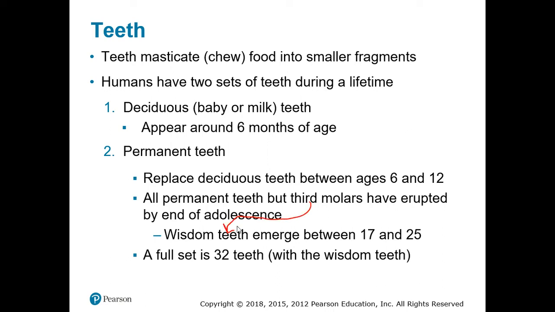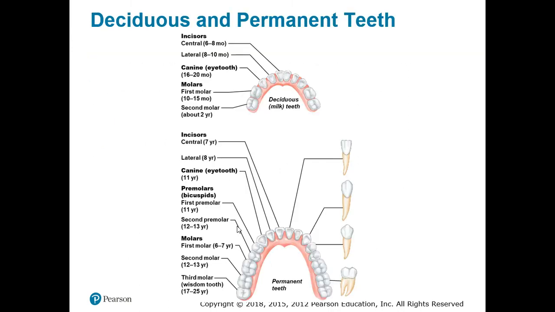Wisdom teeth usually do not have to be removed as long as they don't pose any issues. But if there's overcrowding in your mouth or you have pain, they often recommend you get them out. If you have a full set of teeth, no teeth missing, and all your wisdom teeth, you should have about 32. Here's a picture of average ages when they come in and generally where they're located. Notice that the first teeth that come in for infants, usually around 6 to 8 months of age, are your central incisors.